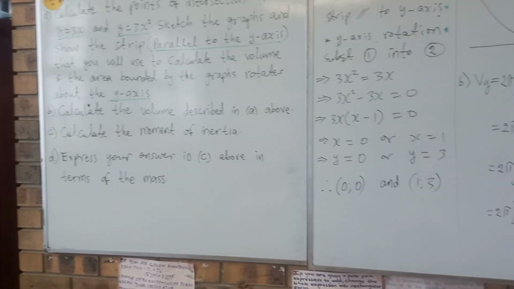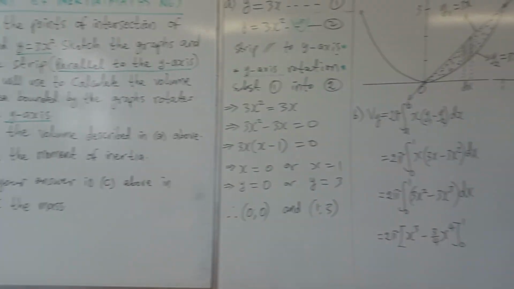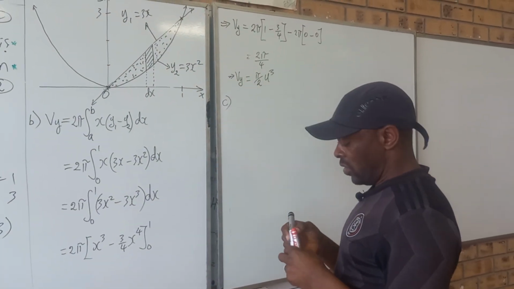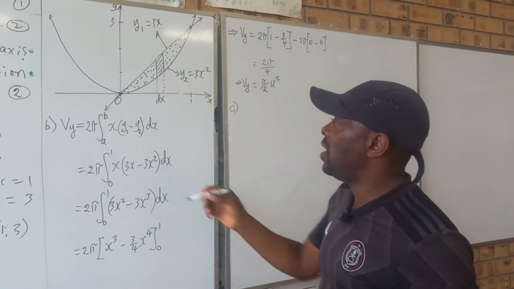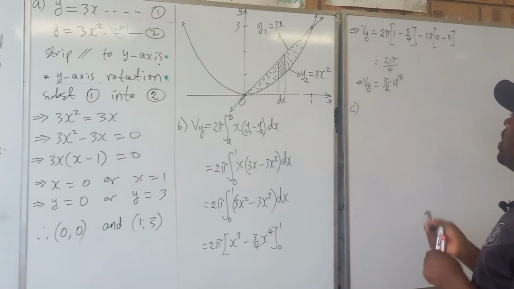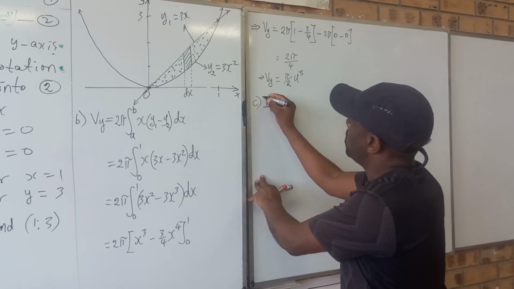The C part says calculate the moment of inertia. So when I'm calculating the moment of inertia, the first thing I do is check my rotation again. My rotation is the y-axis rotation. Then I go to page 6 of my formula sheet as an N6 student.